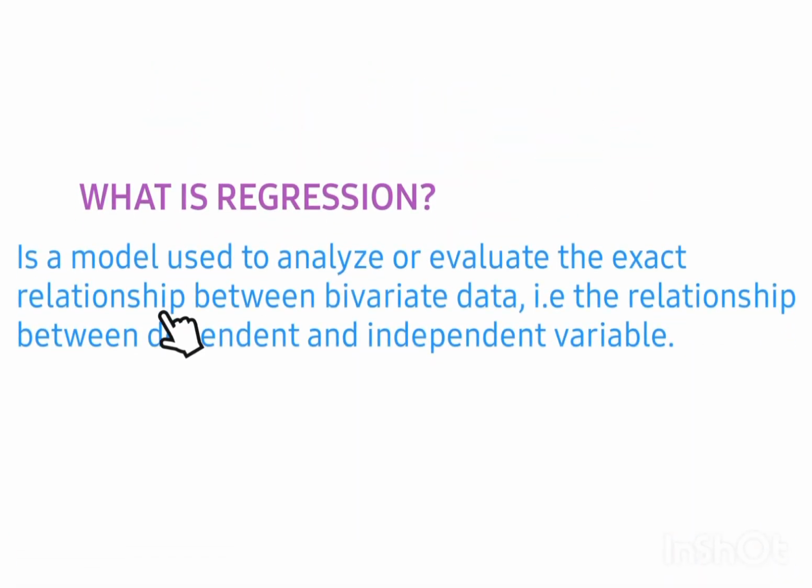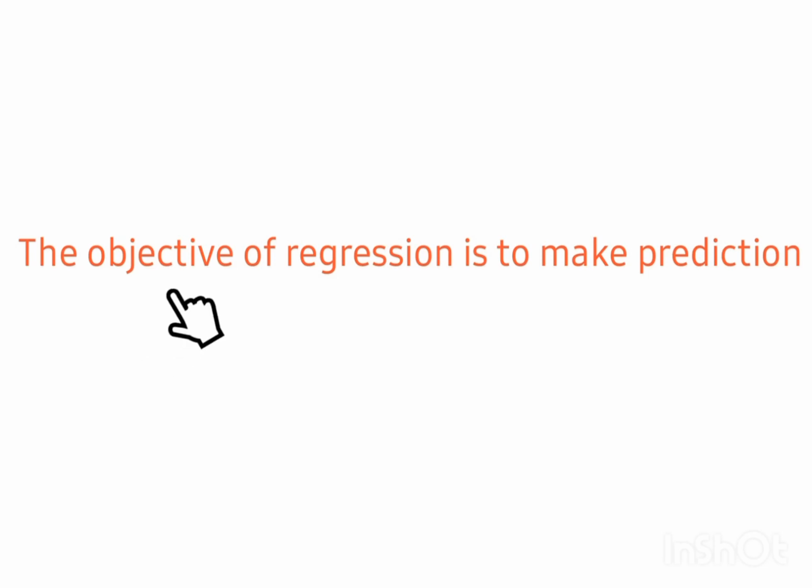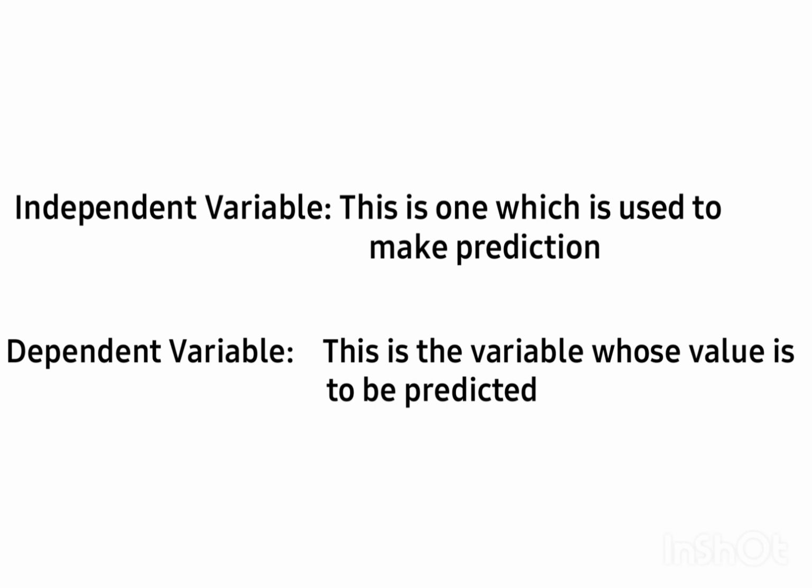The question now is, what is regression? Regression is a model used to analyze or evaluate the exact relationship between bivariate data. That is, the relationship between dependent and independent variable. It is worthy to note that the objective of regression is to make prediction. Having said that, regression analyzes the relationship between independent variable and dependent variable.